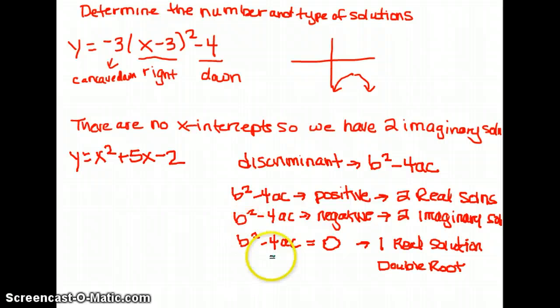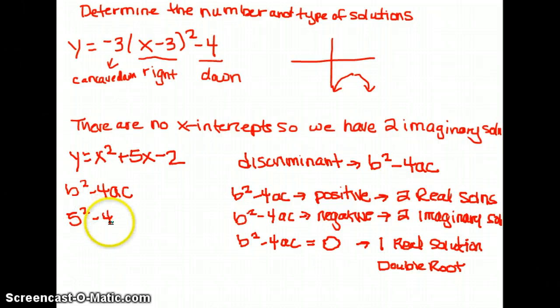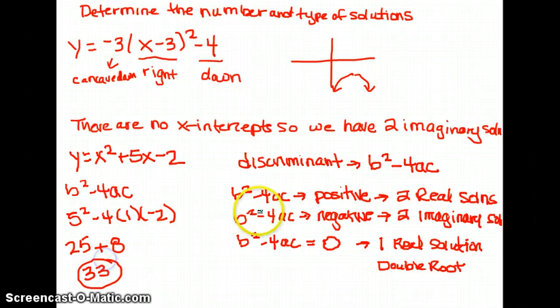So if we look at this example we have, again, looking for the discriminant, b squared minus 4ac, that would be 5 squared minus 4 times 1 times negative 2. So that would be 25 minus 4 times a negative 2, which would be a positive 8. And so our discriminant is actually a positive 33. And we said if it was positive, there would be 2 real solutions. So I don't have to solve this problem. I just know that there are going to be 2 real solutions because when I square root, I get that exact value.